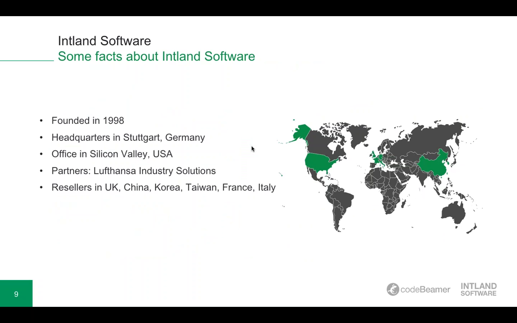So maybe just a few words so you can get to know us a little better. So who are we actually? Intland Software was founded in 1998. We have our headquarters in Stuttgart in Germany. And one of our greatest customers and also hosting partners is Lufthansa Industry Solutions. And we have an office in Silicon Valley in the USA and also resellers in the UK, China, Korea, Taiwan, France, and Italy.